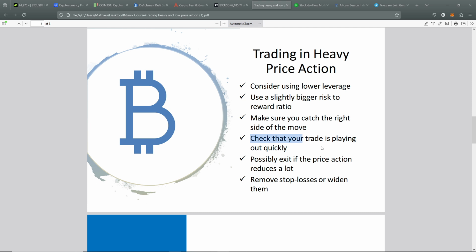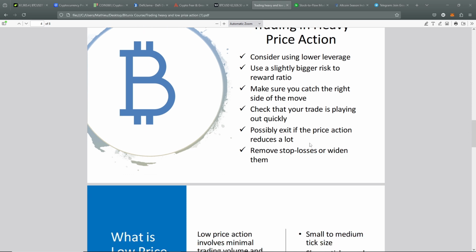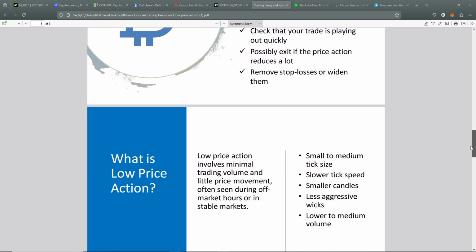You should check that your trade is playing out fairly quickly. Within minutes or an hour or two, your trade should be moving in the right direction most of the time. And also consider exiting the position if the price action reduces a lot. So if there's a slowdown in price action and it's taking too much time, that might be a sign that it's going to be a losing trade, despite there initially being signs of heavy price action. And you can consider removing or widening stop losses.